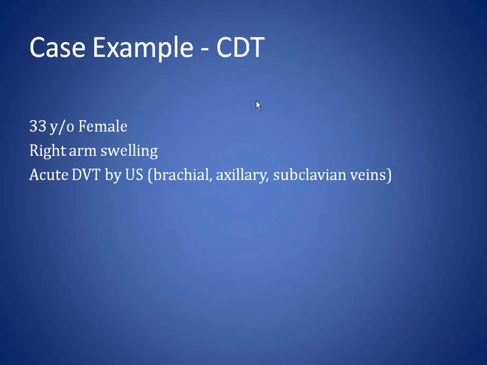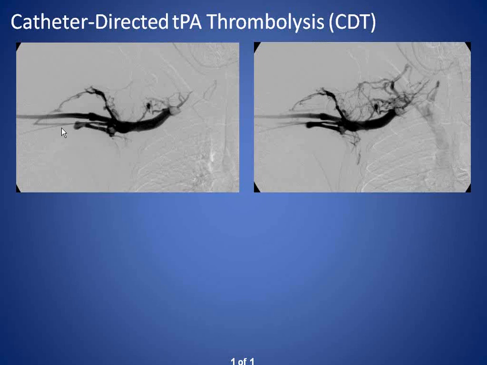So this is an example of catheter-directed thrombolysis, a 33-year-old female who had right arm swelling. She had acute DVT diagnosed by ultrasound involving the brachial, the axillary, and the subclavian veins. So this is a venogram, the patient's right arm.